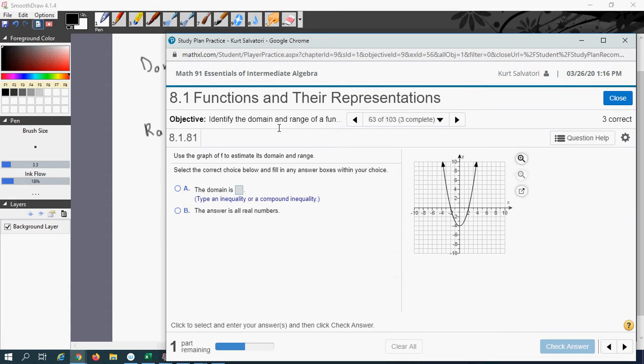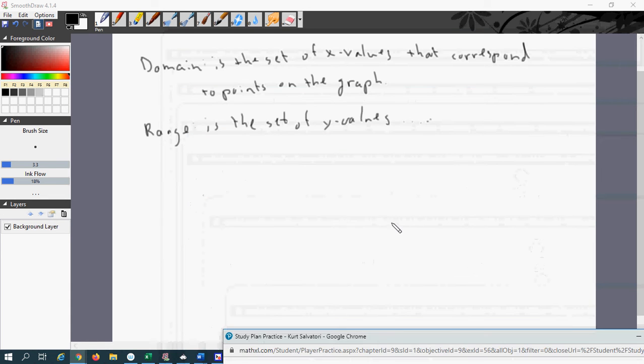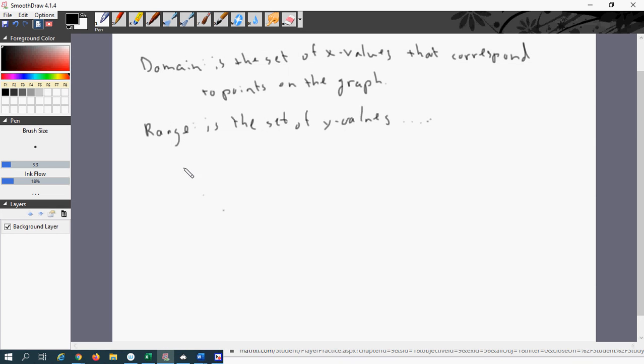I think it doesn't save these problems. So if I look at this problem, I got this one right, and I can see that I picked these settings. For the x it was 1 to 9, so I would write it in interval notation as the interval 1 comma 9. So this will be my domain.